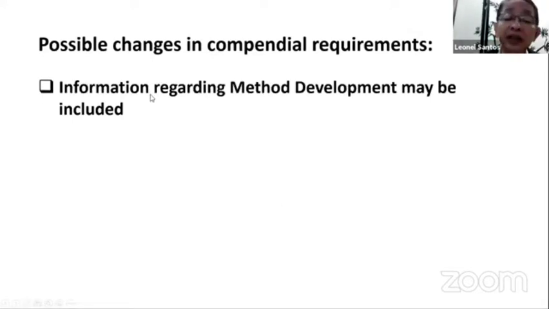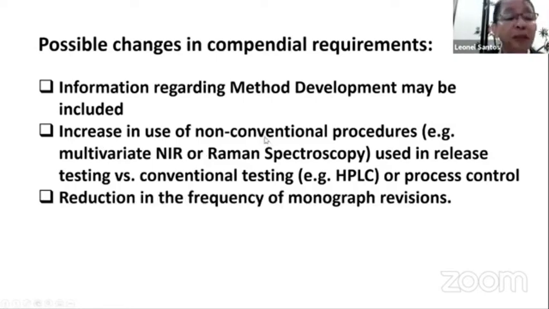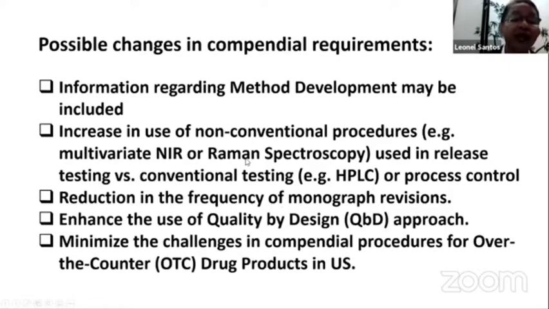Possible changes in terms of USP or compendial requirements would be the information regarding the method development may be required when submitting your dossier to USP. There may be an increase in the use of non-conventional procedures. These are what is termed as the multivariate near-IR or Raman spectroscopy. There may be a reduction in terms of the frequency of monograph revision, enhance the use of quality by design, QBD approach, and finally, minimize the challenges in the compendial procedures for especially the OTC products in the United States.